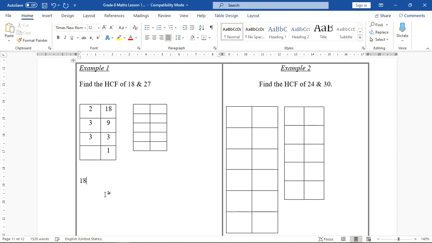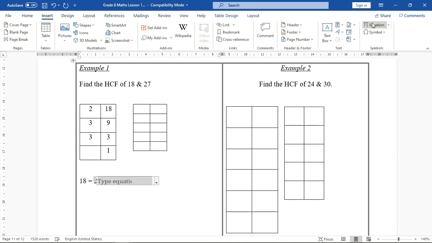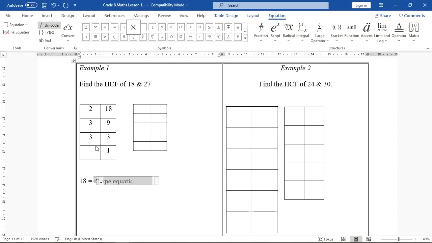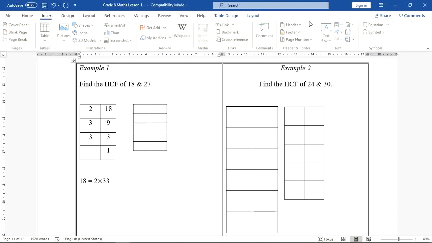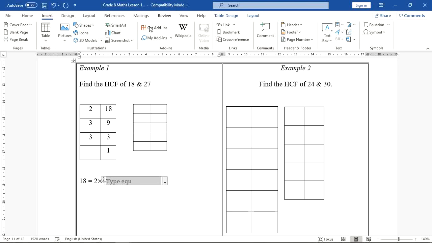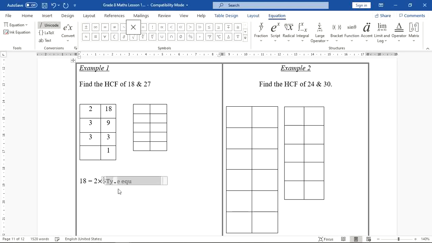So we can write that 18 is equal to 2 times 3 times 3. So we just need to put a multiplication sign between the numbers. Insert multiplication, and another multiplication. So that's 18.